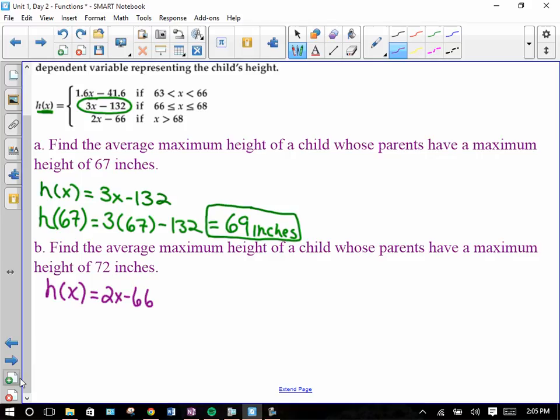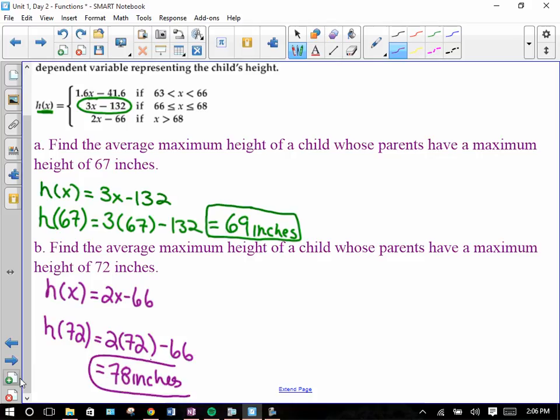Well, I'm finding h of this parent's height, 72. So it's 2 times 72 minus 66, which is 144 minus 66, which is 78. I'm going to put inches. That'd be almost like me, that's 6'6".